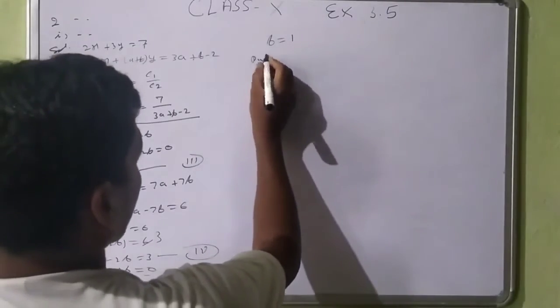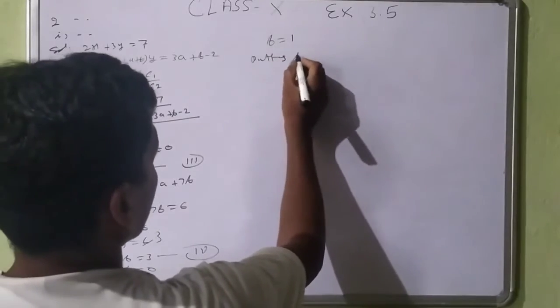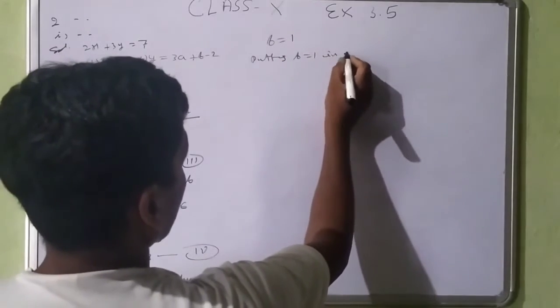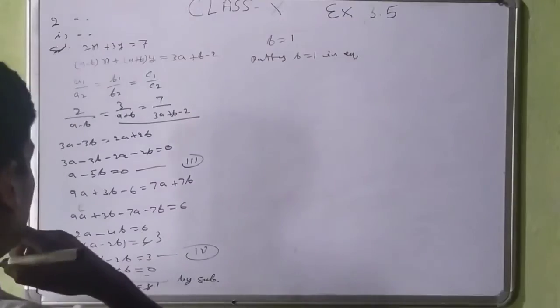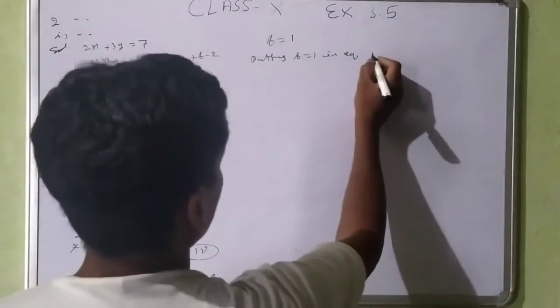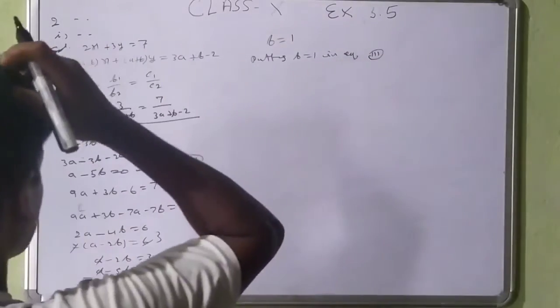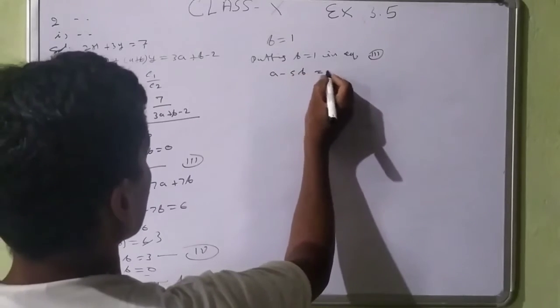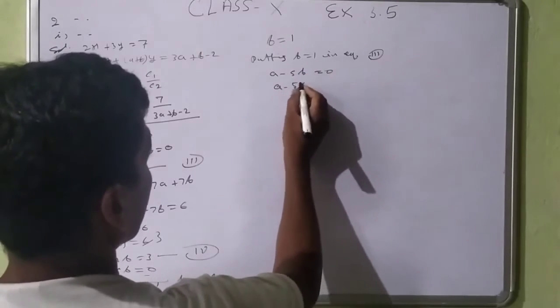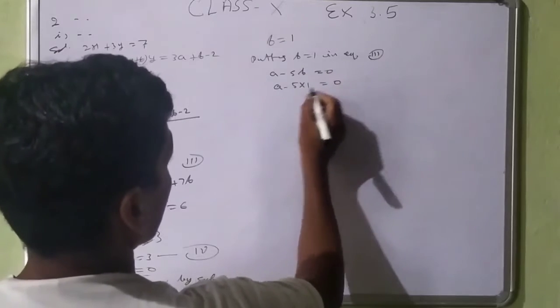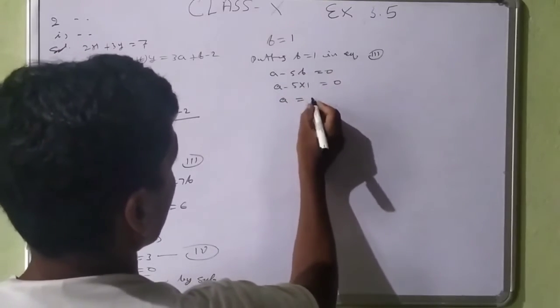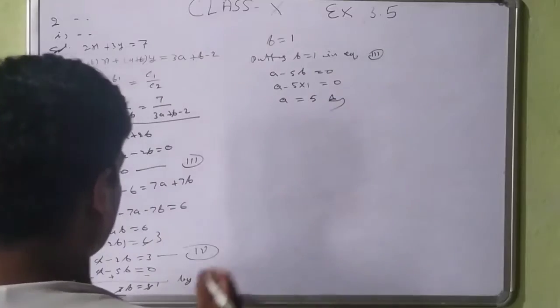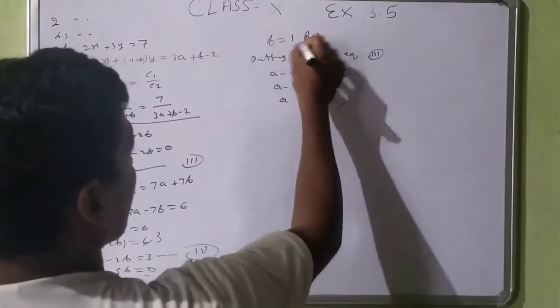Now putting b is equal to 1 in the third equation, a minus 5b is equal to 0. So a minus 5 into 1 is equal to 0. a is equal to 5 ones are 5. By interchange, that is this answer, and this is the answer.